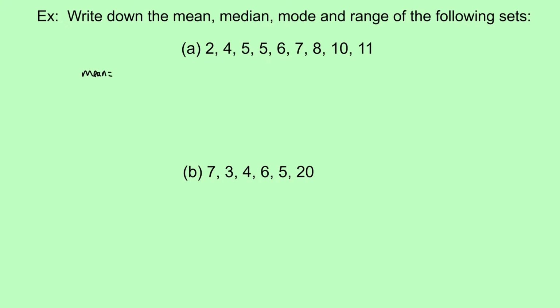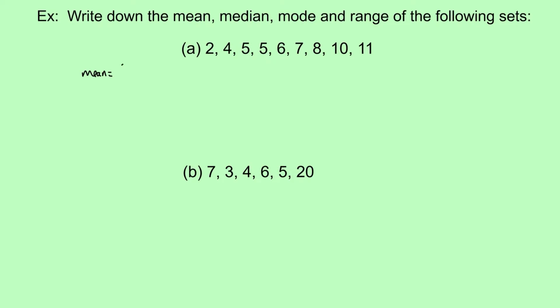What we've got to do is add up all the numbers. So 2, add 4, add 5, add 5, add 6, add 7, add 8, add 10, add 11. You don't have to write it down, just type it into your calculator. And that gives you 58.